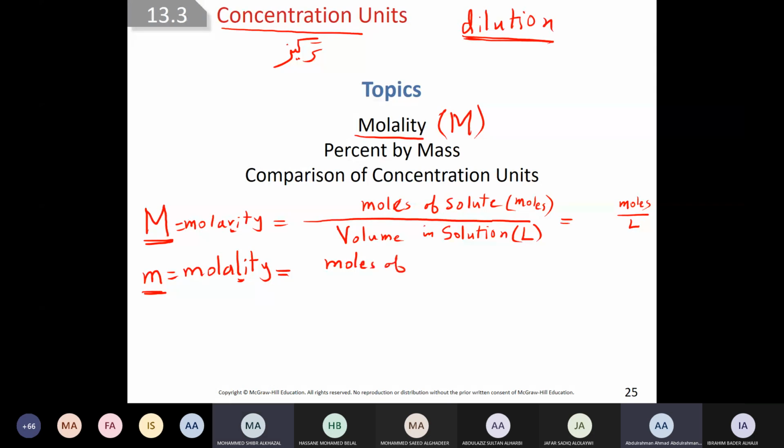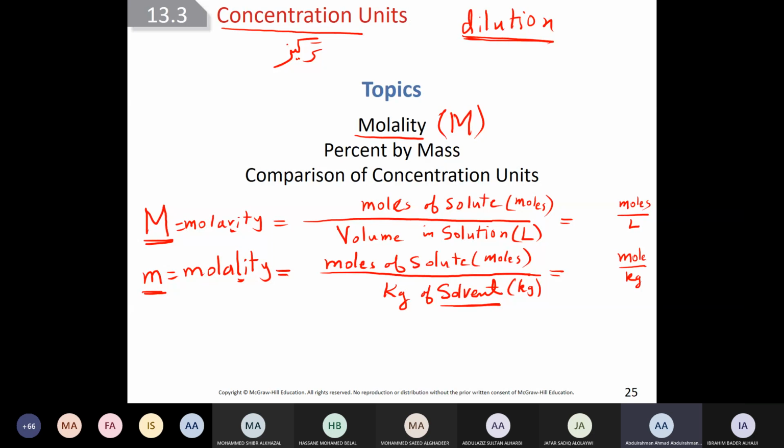Moles of solute over exactly mass, the one at the top. What's the unit? Moles, divided by kilogram of solvent. Not solution, but solvent. And the unit is kilogram. So what's the final unit for molality, small m? Mole over kilogram. Moles per kilogram of solvent. You have to memorize this.